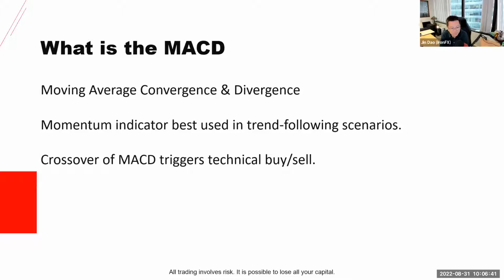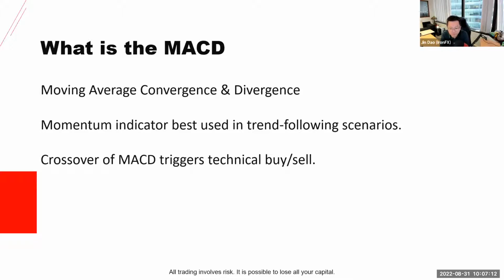And typically it is also recommended that you use it in a trend following scenario, right? So when you see it's a trending scenario, then you would apply the MACD to see whether, hey, is it going to continue? Is there strength in that move? Or is the move going to weaken, stop moving, or possibly reverse? So a momentum indicator that you use in a trend following scenario.